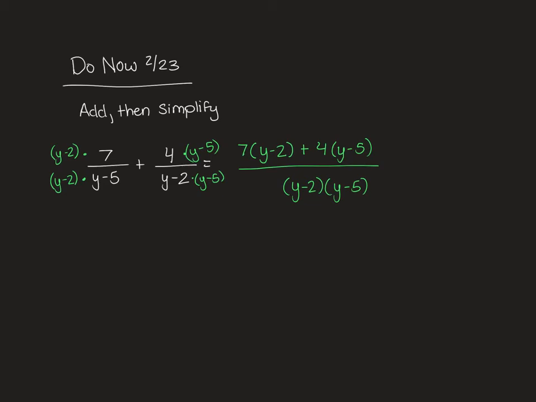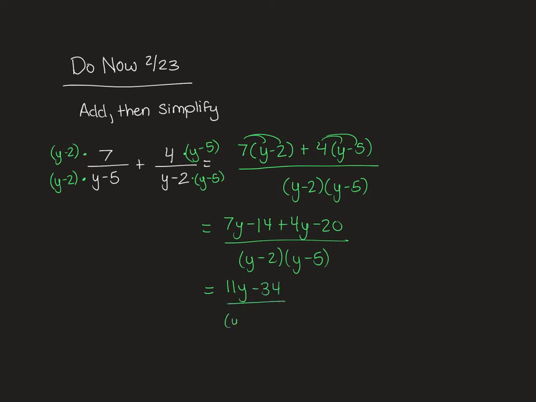Now let's simplify. So I'm going to distribute. I will get 7y minus 14 plus 4y minus 20 all over y minus 2 times y minus 5. So 7y plus 4y is 11y. Negative 14 minus 20 is negative 34 over y minus 2 times y minus 5. Now that cannot be factored anymore, so that is going to be your final answer.